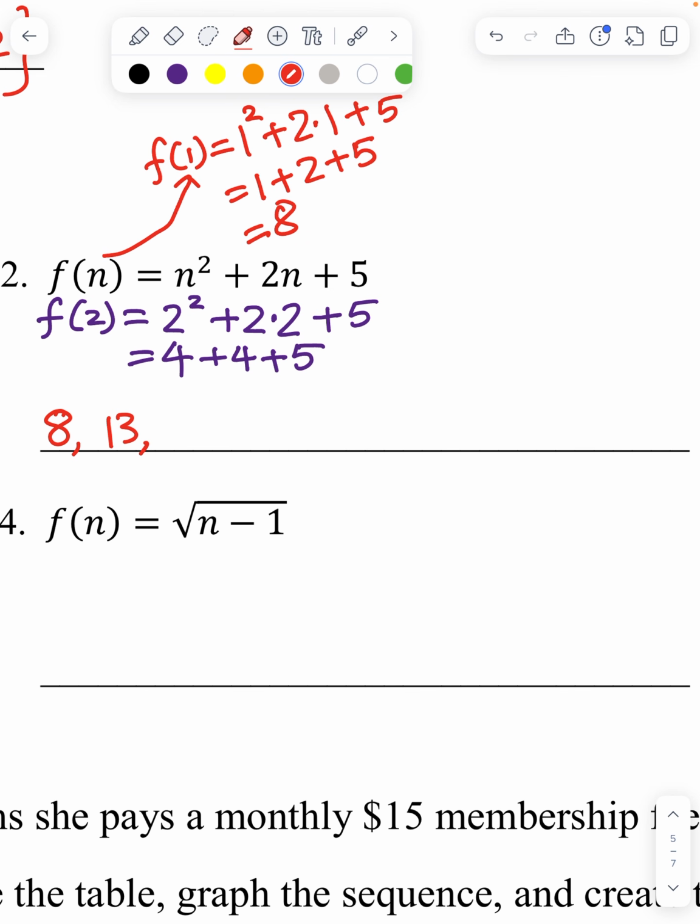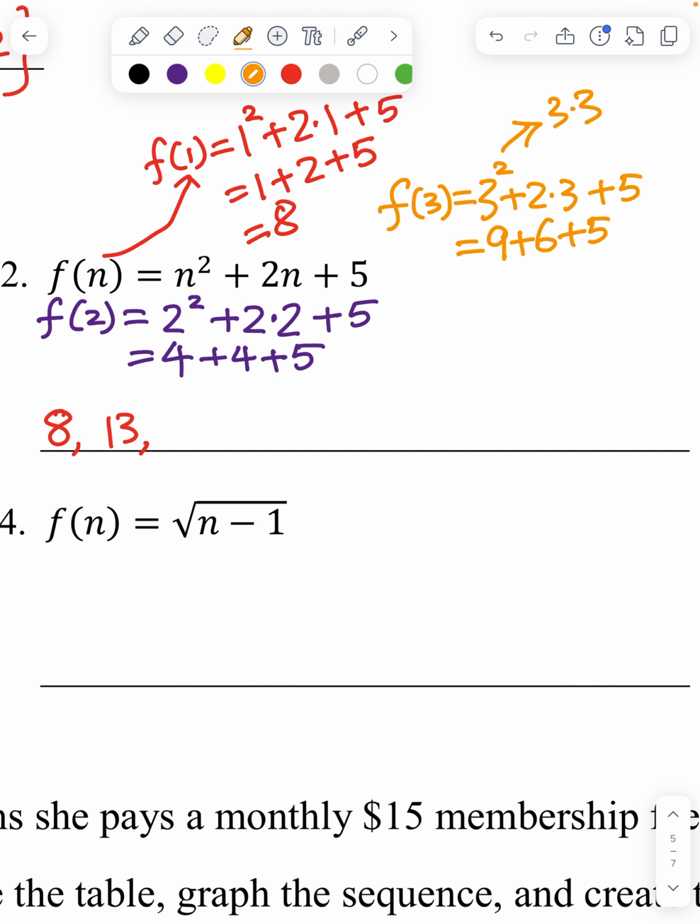Okay, let's do number 3. f of 3 equals 3 squared plus 2 times 3, and then plus 5. 3 squared, that's 9. That's 3 times 3. 9, plus 2 times 3 is 6, plus 5. This equals 15. 15 plus 5, that's 20.